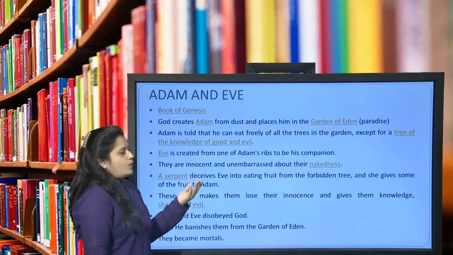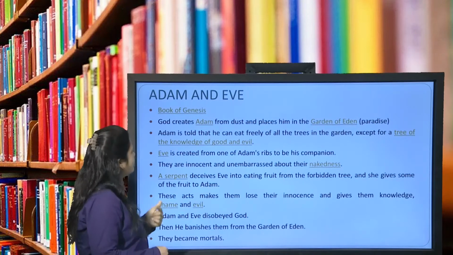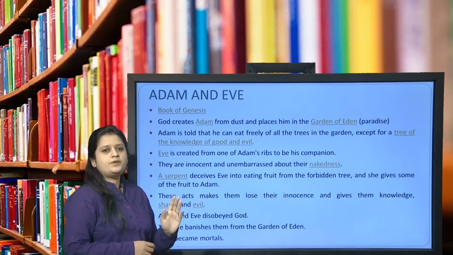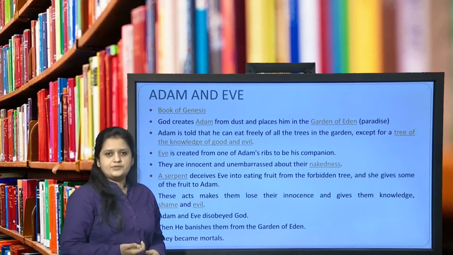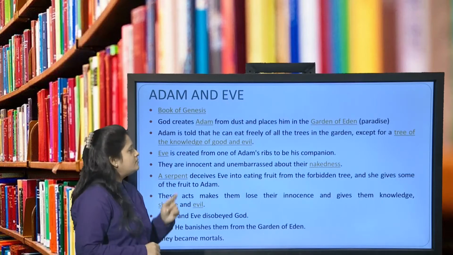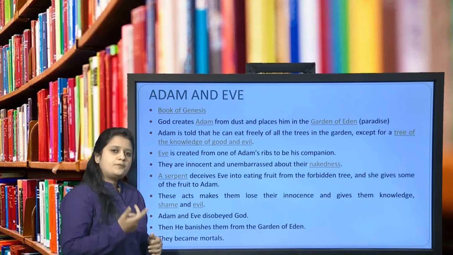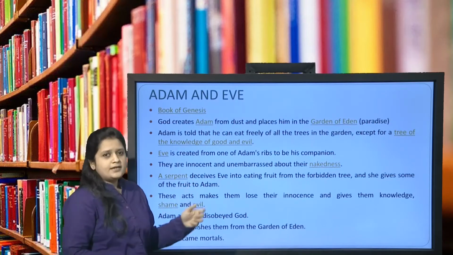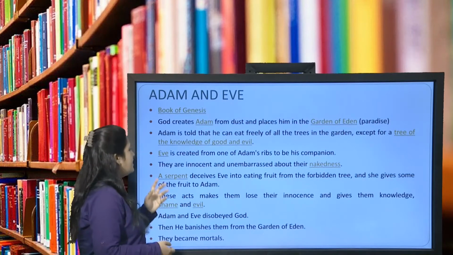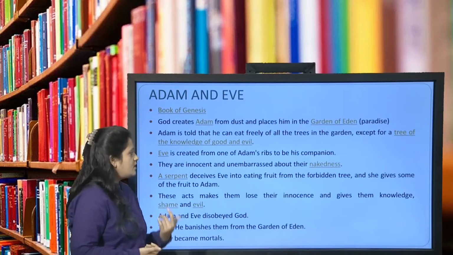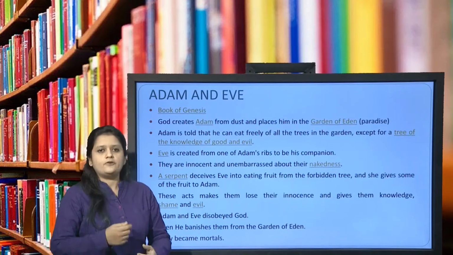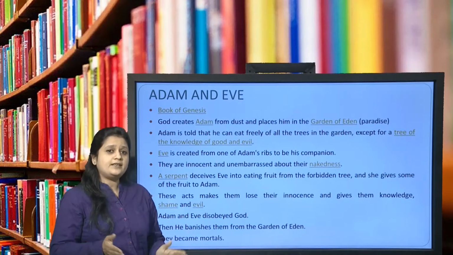Okay. Now, after the creation of Adam, God creates Eve. How is Eve created? Eve is believed to be created from Adam's rib. A rib is a part of the body. And from Adam's rib, Eve is created by God. The purpose of the creation of Eve is that Adam must have some companion. So that is why God creates Eve. They are innocent and they are unembarrassed about their nakedness because they are yet to have the knowledge of their own identities as man and woman.